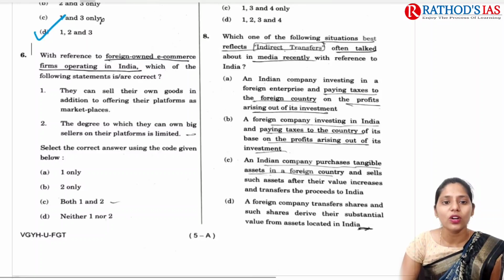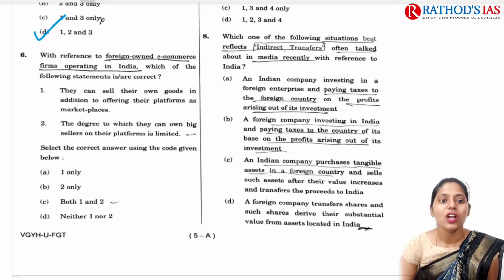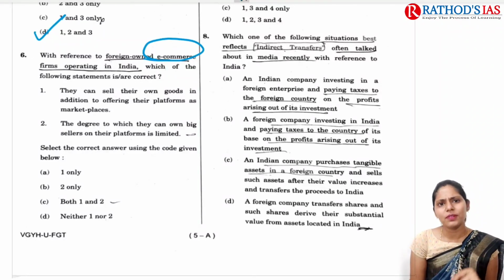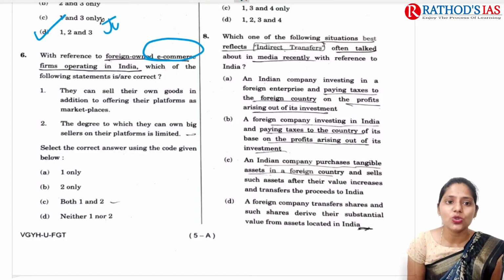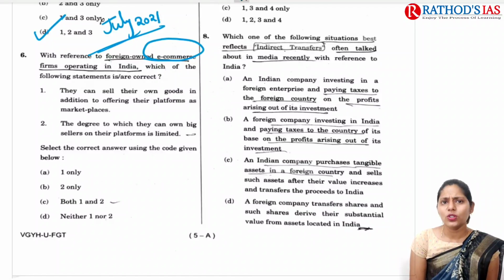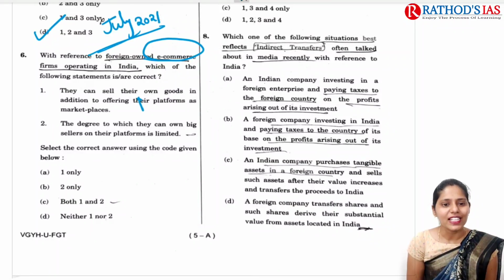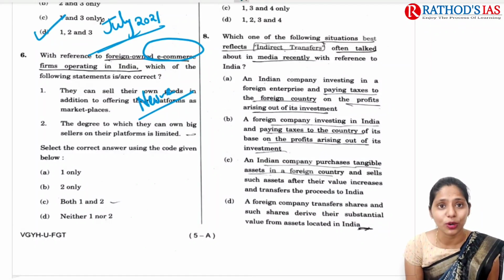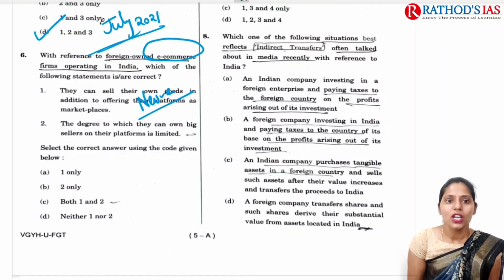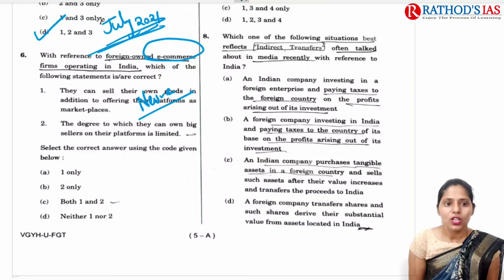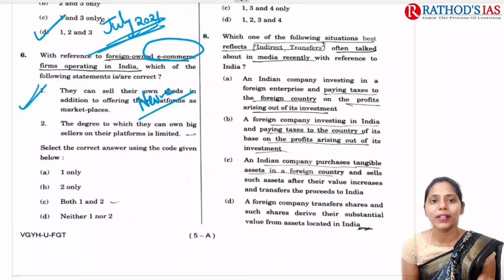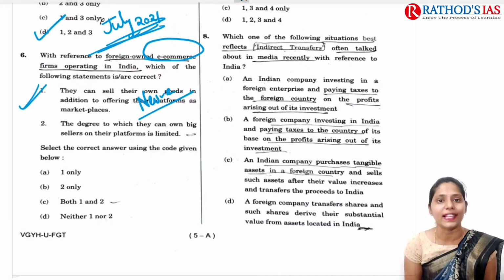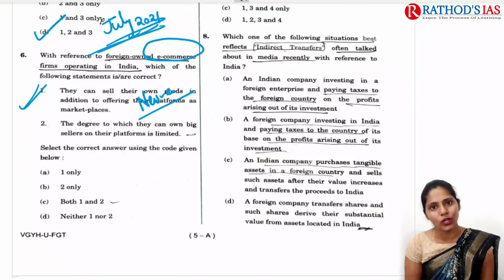It is regarding foreign owned e-commerce firms operating in India. Which of the following statements is or are correct? So why are e-commerce firms in this paper? Because in July 2021 there was one news item that we already discussed in our Hindu analysis, regarding the new e-commerce rules. We discussed how Amazon and Flipkart are going to be affected by these new e-commerce rules, right? So this was in the news in July 2021. At that time we discussed in detail what the guidelines would be and how they are going to affect e-commerce companies like Amazon and Flipkart. I gave you one example also when we discussed that topic in our Hindu analysis.